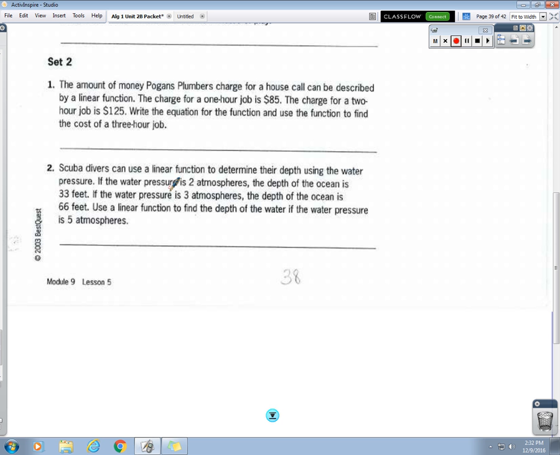Yeah. Just watch. The amount of money Hogan's plumbers charge for a house call can be described by linear functions. So they've given you your first hint. Your answer is going to be in what form? Which is y equals mx plus b. That's what your answer is going to look like, because it's a linear function. The charge for a 1-hour job is $85. The charge for a 2-hour job is $125. Write the equation for the function and use the function to find the cost of a 3-hour job.